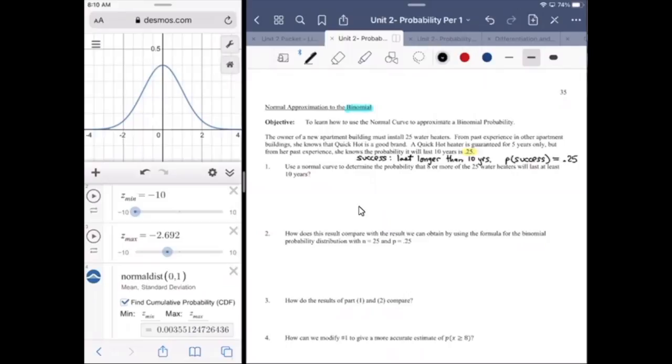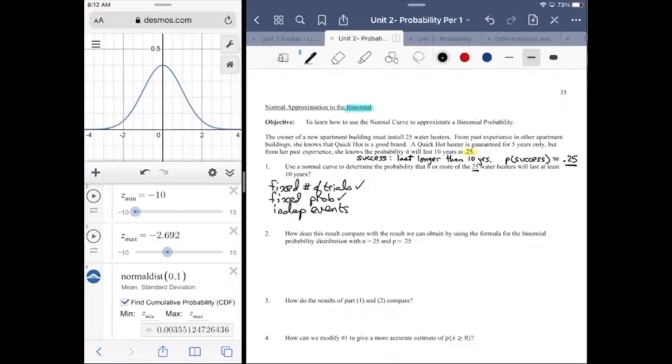All right, so do we have a fixed number of trials? The answer is yes. They're telling us that we have 25 water heaters. That's the number of trials. Fixed probability. Yep. 25% chance that it's going to last longer than 10 years, right?